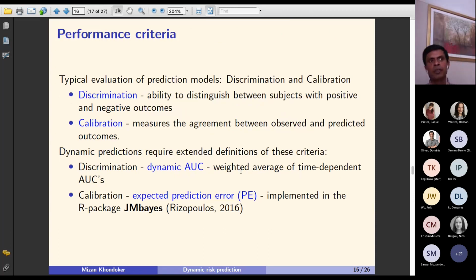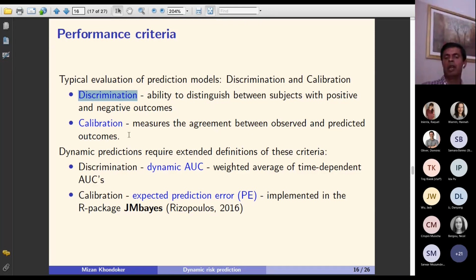Now, in terms of the performance criteria, this is as usual with any prediction model. You compare in terms of discrimination and calibration. As you know, discrimination is the ability to distinguish between subjects with positive and negative outcomes, sensitivity in other words, and to generalize, area under the curve can be used to measure discrimination. And calibration measures the agreement between the observed and predicted outcome, so it is the residuals, mean square error type thing.